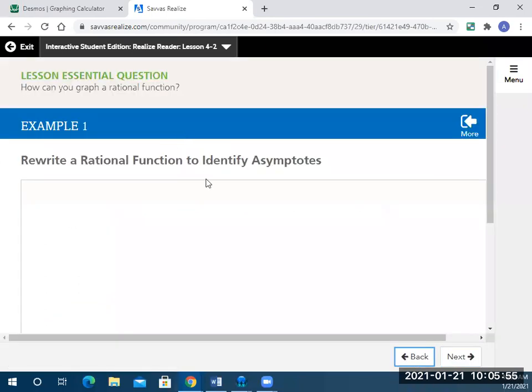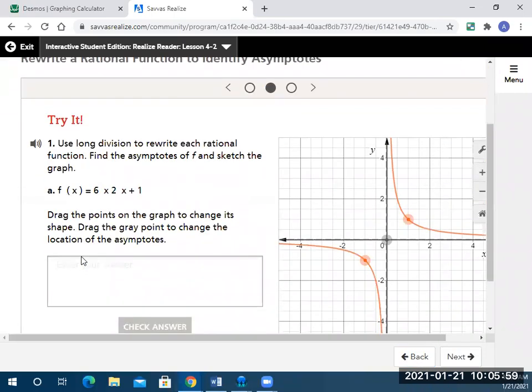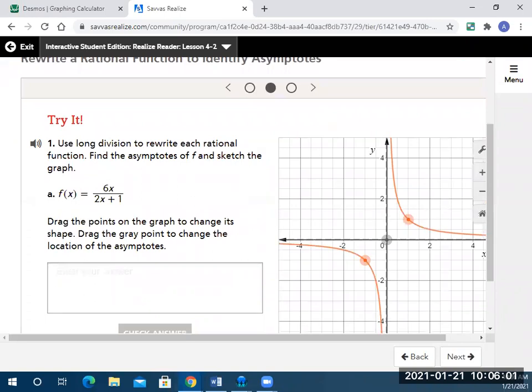So now you guys are going to do this one on your own. This one's in your workbook. So you're going to use long division to rewrite this function. So you're dividing 6x by 2x plus 1.